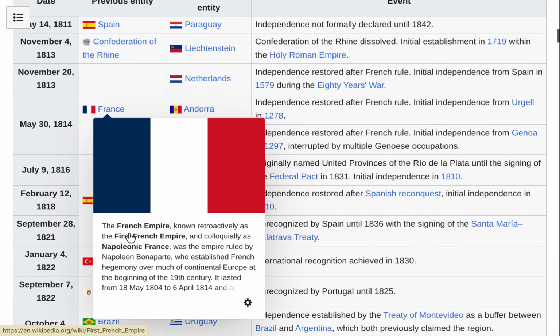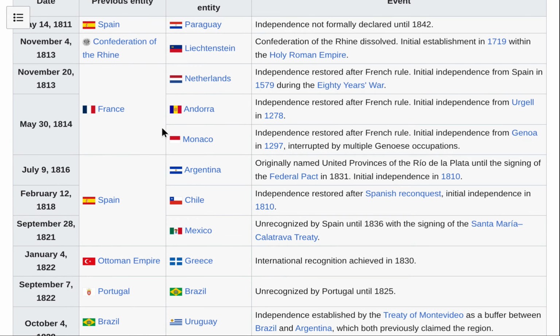The French Empire, retroactively known as the First French Empire, and colloquially as Napoleonic France, was the empire ruled by Napoleon Bonaparte, who established French hegemony over much of continental Europe at the beginning of the 19th century. It lasted from 18th of May 1804 to 6th of April 1814. So it lasted for 10 years and a few days. So that's interesting.